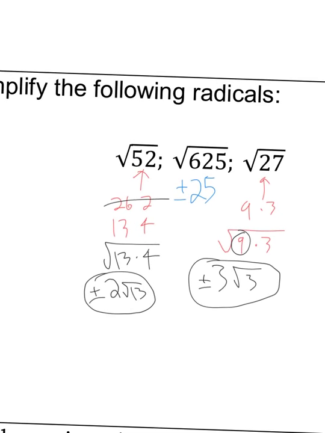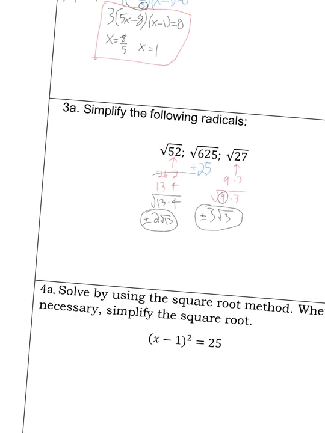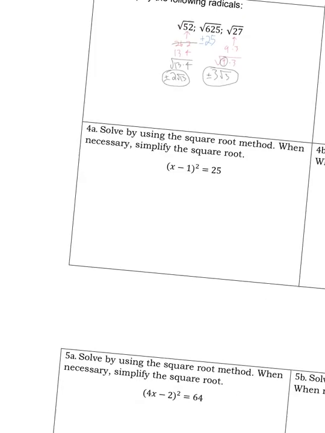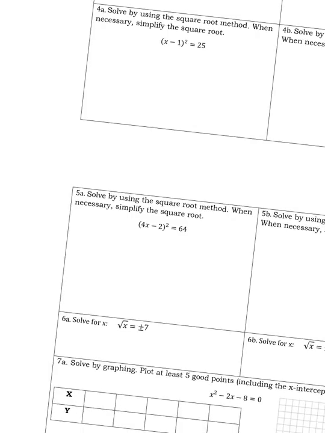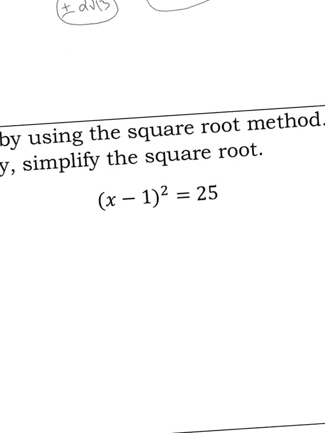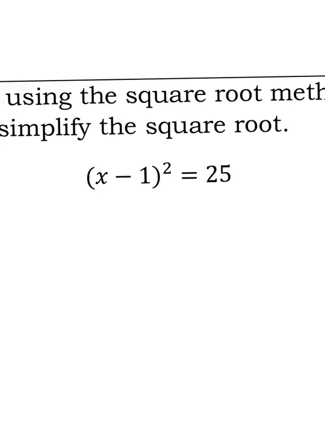Okay? So, you might have to use that skill when you're simplifying the problems with the square roots. I might have to do it on this one, or one of these, okay? So let's just keep going. Solve by the square root method. Is there anything on the outside of the parentheses? No, there's not. So let's go ahead and square root both sides. That's going to leave me with x minus 1 equals plus or minus 5.